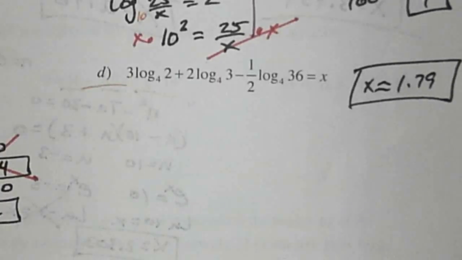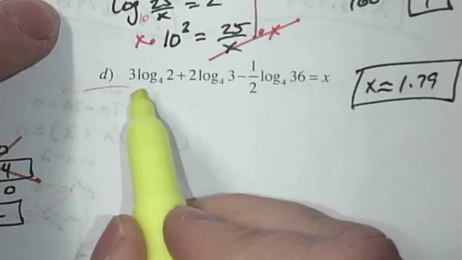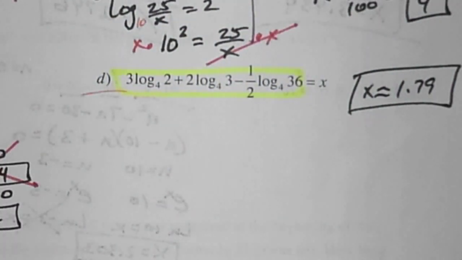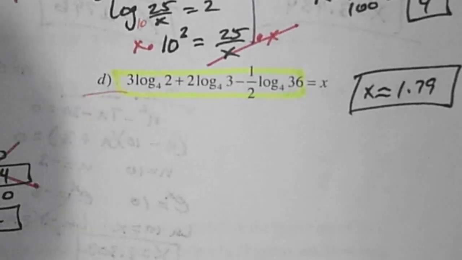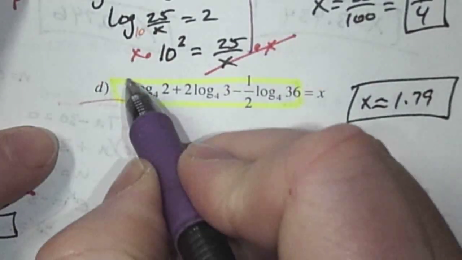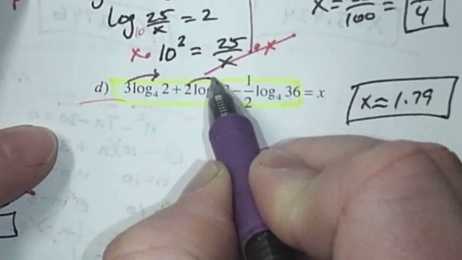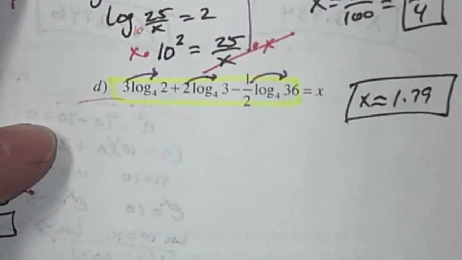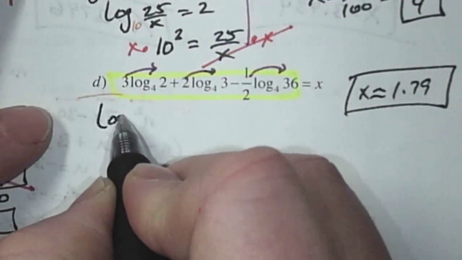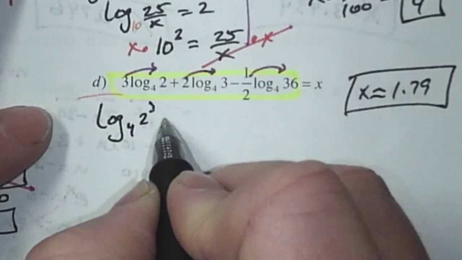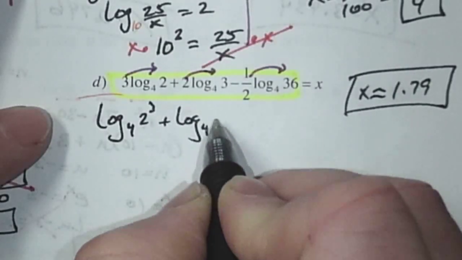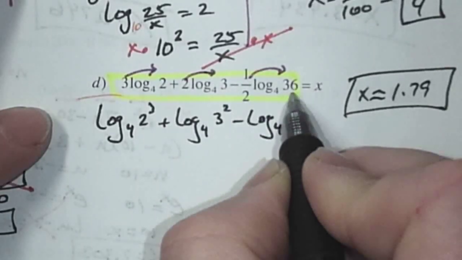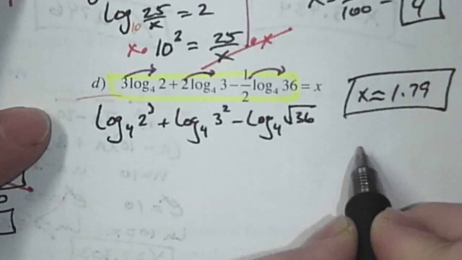But I didn't need to do it because literally everything is numbers. There's no variable over there, so I can just type it in the calculator. But I'm going to do some work. I can move that, I can move that, and I can move that. All the numbers 3, 2, 1/2, they can become powers. So log base 4 of 2 to the third plus log base 4 of 3 squared minus log base 4 of 36 to the 1/2.